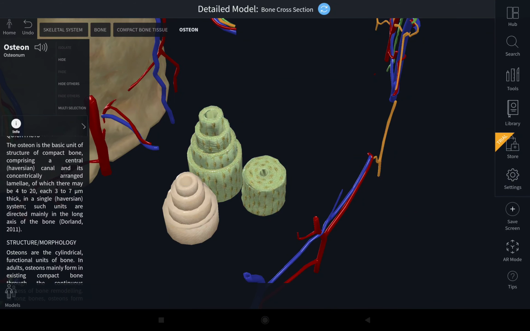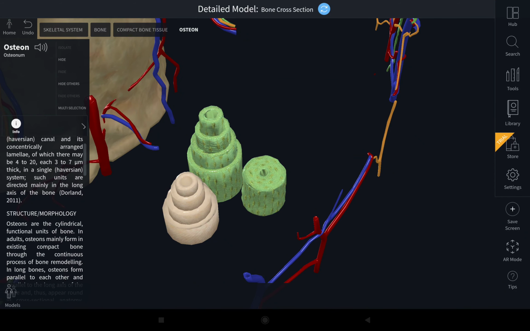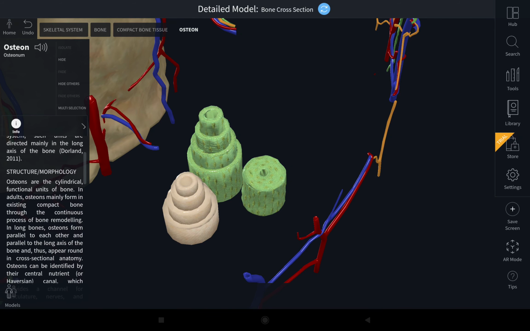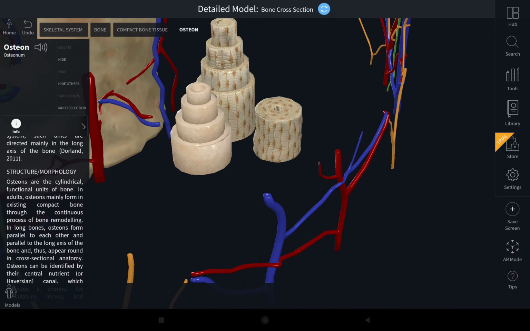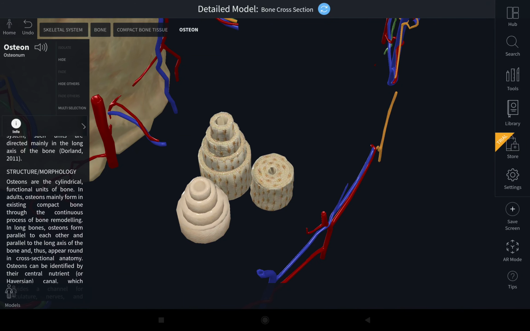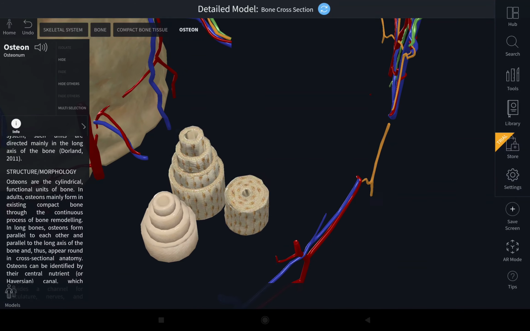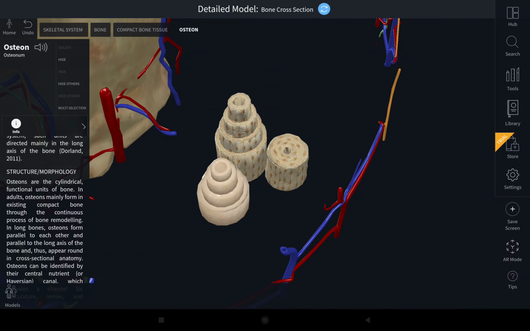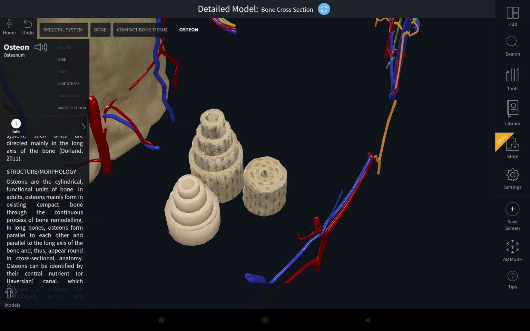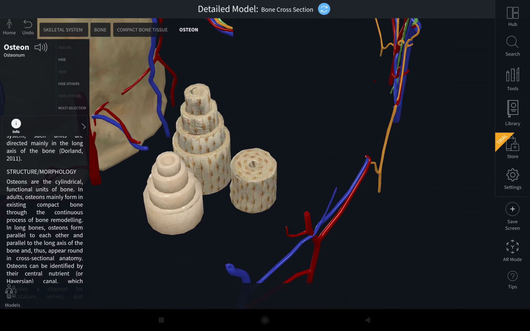Osteons are the cylindrical functional units of bone. In adults, osteons mainly form in existing compact bone through the continuous process of bone remodeling. In long bones, osteons form parallel to each other and parallel to the long axis of the bone, and thus appear round in cross-sectional anatomy.